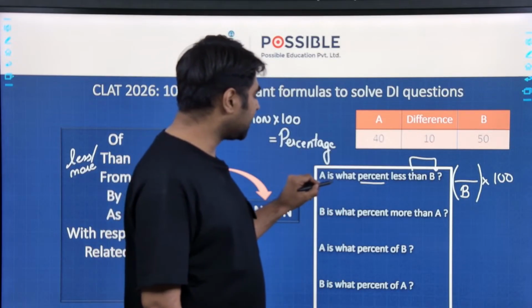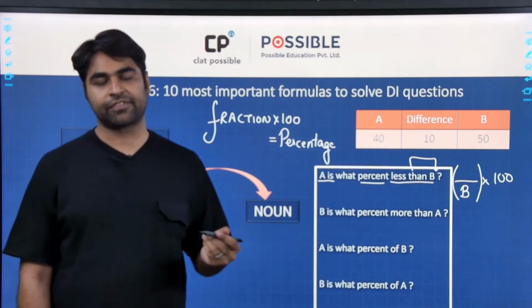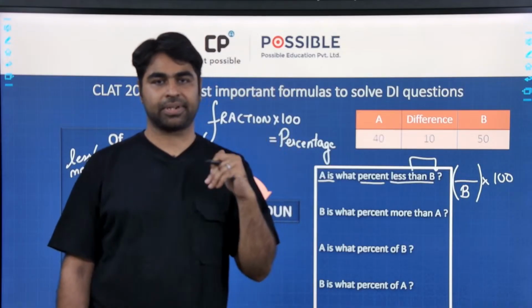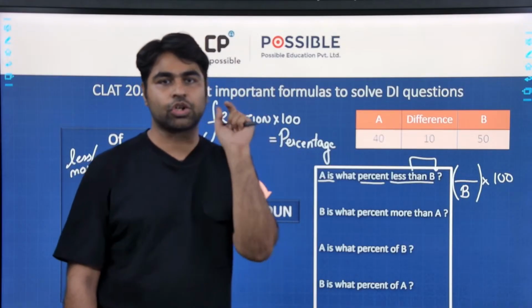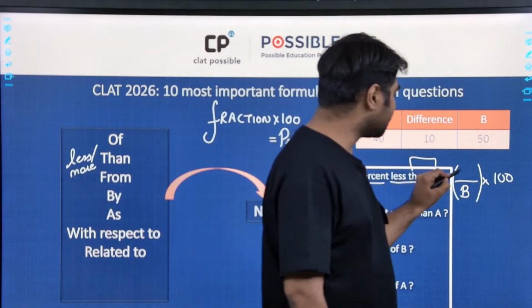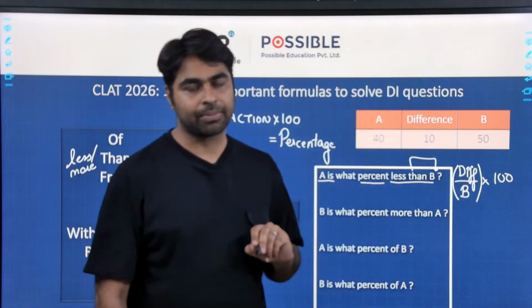Now it is asking me: A is how much less than B. Now, less than or more than. If I say that my age is 10 years more than you, then your age is 10 years less than me. So what is 10 years? It is neither your age nor my age, it is a difference of our ages, right? So in the numerator, the difference will come. So difference upon B into 100 will become my answer.